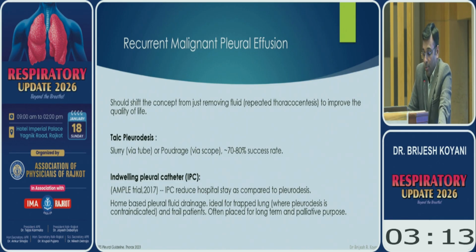We know talc pleurodesis via chest tube, which we insert as a slurry or as a powder. We can also insert it via the thoracoscope. There is a 70 to 80% success rate.